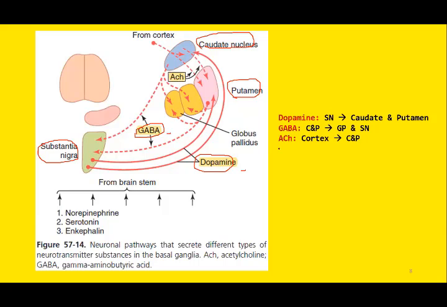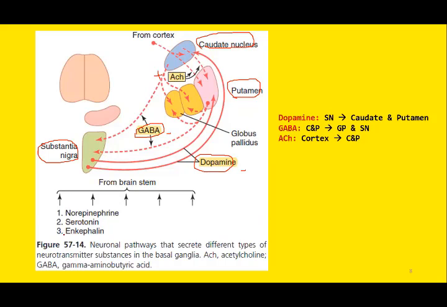And the third neurotransmitter is excitatory in nature. This positive sign indicates excitation. So acetylcholine is the excitatory neurotransmitter, and it is released from the cerebral cortex, and then the fibers enter the caudate nucleus as well as the putamen nucleus.